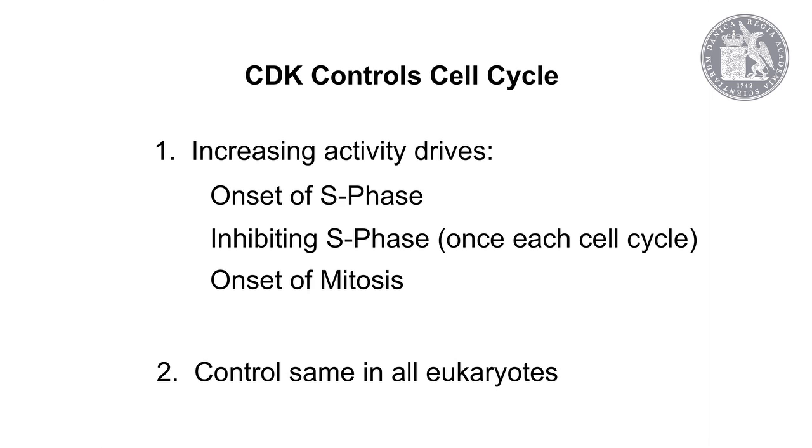CDK is actually the major control of all eukaryotic cell cycles that have been examined. Increasing activity drives the onset of S phase and commits you to the cell cycle. More activity inhibits S phase, and that ensures, as you're preparing for mitosis, that there's only one S phase per cell cycle, the important control I just mentioned. When you get more activity, you initiate mitosis, and then you exit mitosis and complete cell division by destroying the activity and starting again. And you can do all of that with a single cyclin-dependent kinase. And the second point is, basically, the control is the same in all eukaryotes.